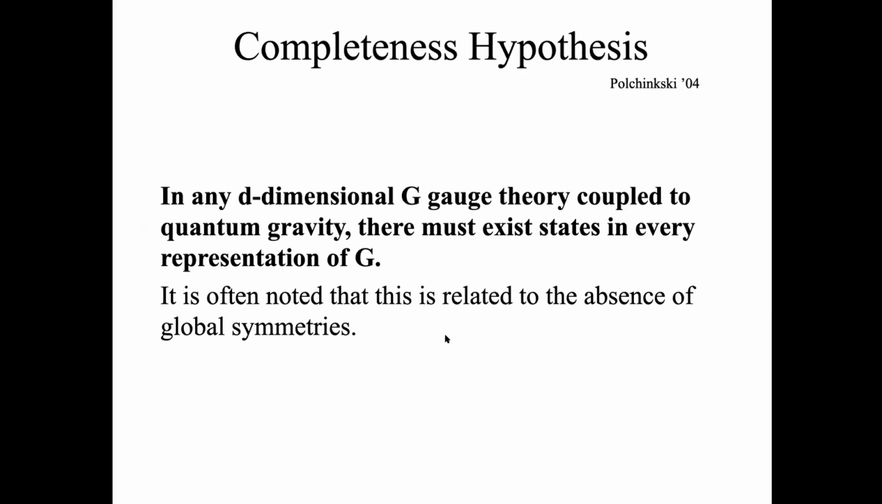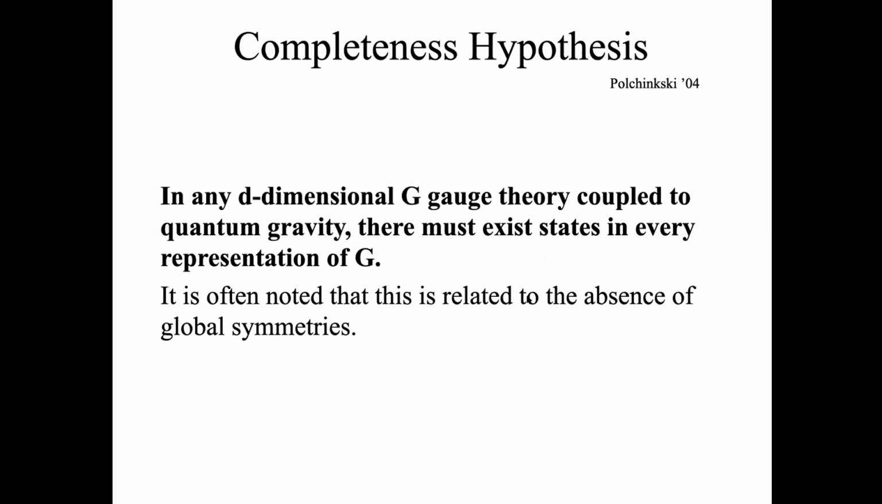The completeness hypothesis, due to Polchinski, says that in d-dimensional gauge theory coupled to quantum gravity, you must have states in every representation of the gauge group. By states here, I mean you could have particles, you could have multi-particle states, but somehow every representation should be included in the spectrum.